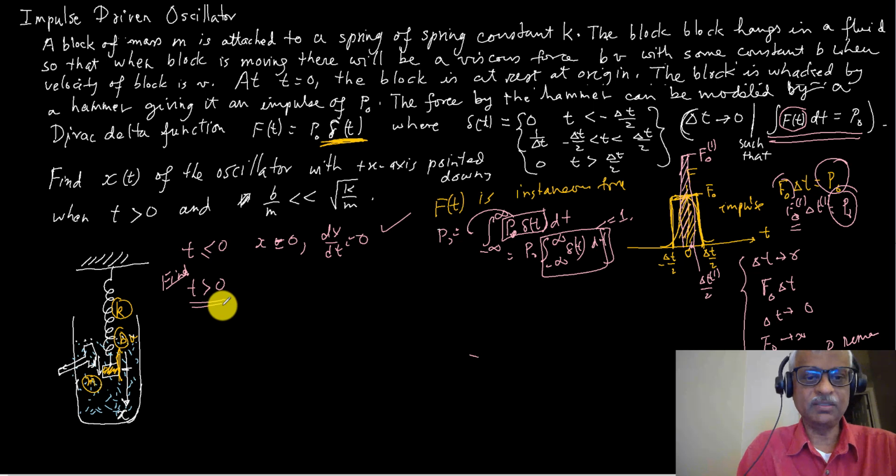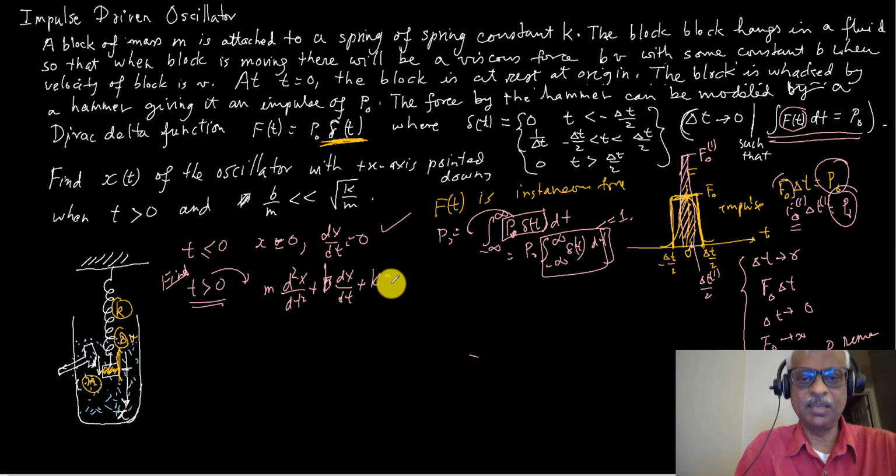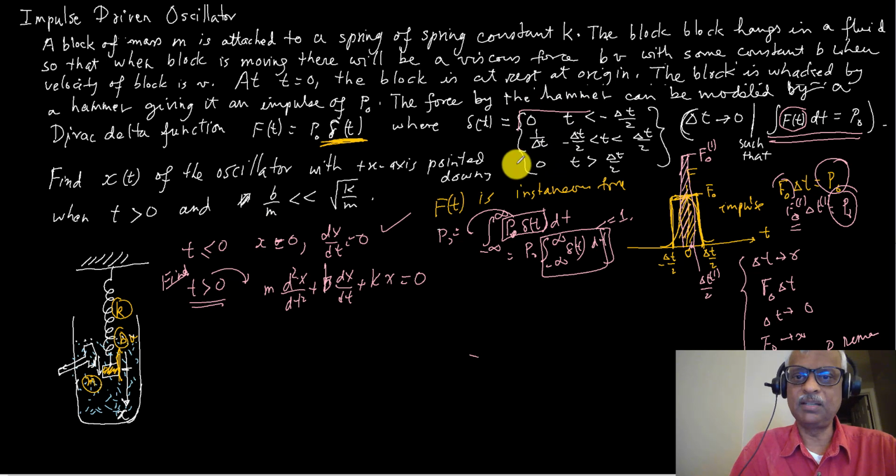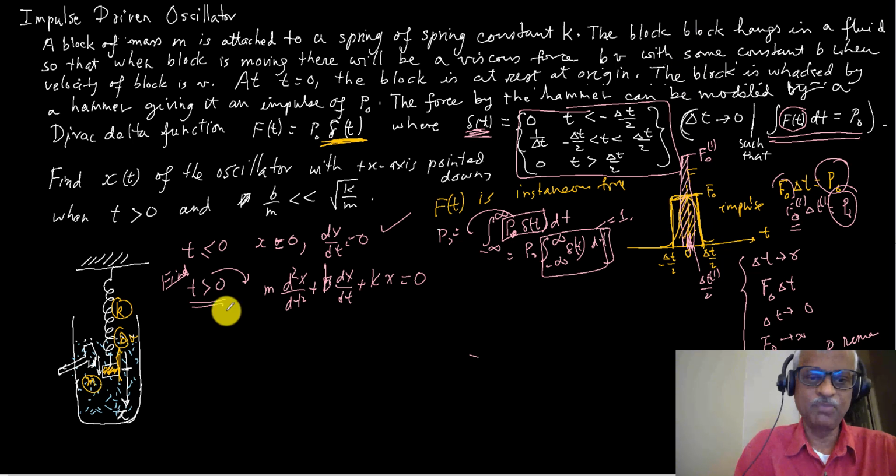So if you look at t equal to 0 and t greater than 0, the equation is m d squared x/dt squared plus b dx/dt plus kx equal to 0, because once t is greater than 0, and if we take the delta t goes to 0 limit, only at time 0 will the force remain very infinitely high, but time 0 will remain.